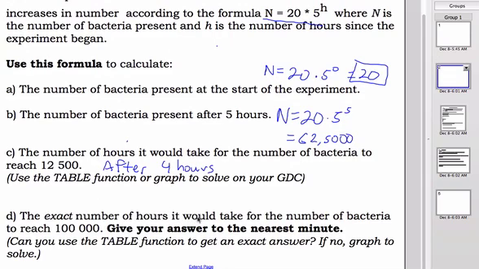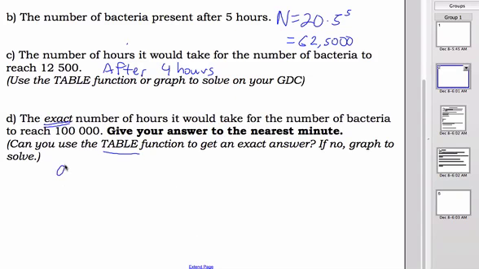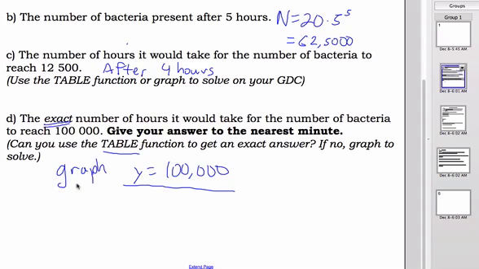Next, the exact number of hours it would take for the number of bacteria to reach 100,000. We can't really use our table because we want the exact answer. Maybe it'll be like 4.32 hours or something, and your table won't be able to get you that. So we need to solve it graphically. What you do is graph y equals 100,000 along with your function, and find the point of intersection.